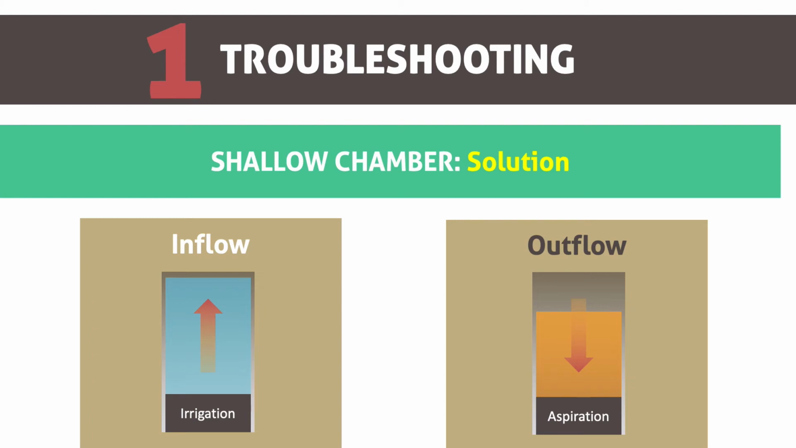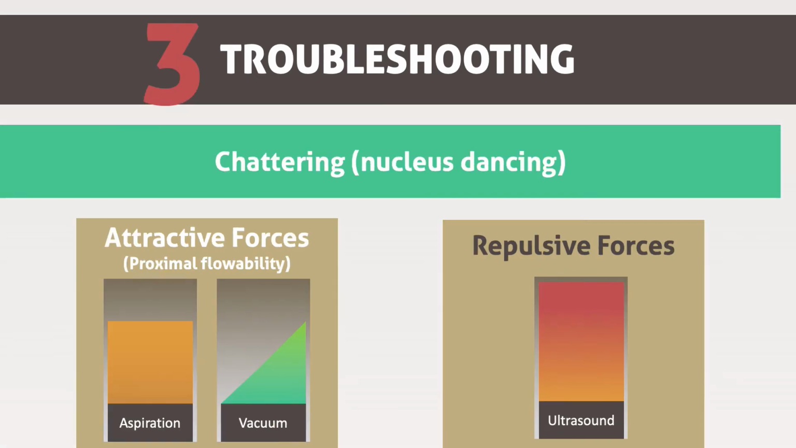If we have shallow anterior chamber during phacoemulsification, we can deepen the chamber by increasing the bottle height or by decreasing the aspiration flow rate. If the repulsive forces are much higher than the attractive forces, in other words, excessive repulsive forces or insufficient proximal flowability, we will have shattering.